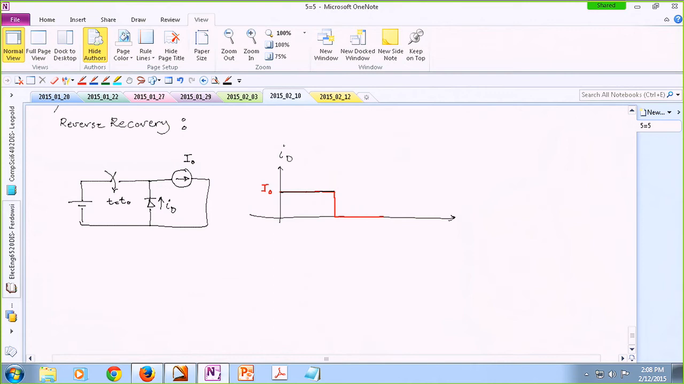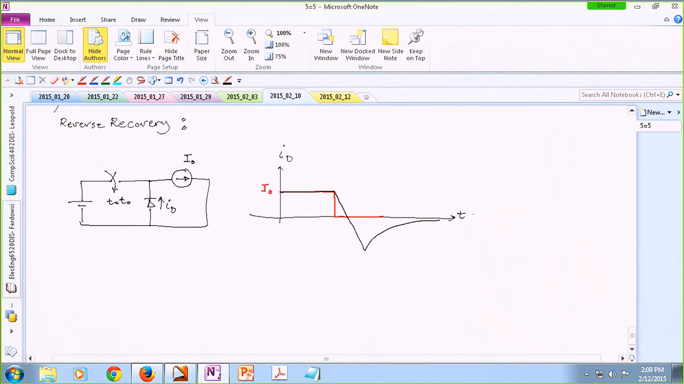Then the current of the diode gradually comes down. Instead of instantaneously coming down, it gradually comes down. Then it gets negative, and then it recovers back to zero. So even for a very short period of time, your diode is actually conducting in the opposite direction, which you do not expect to happen.